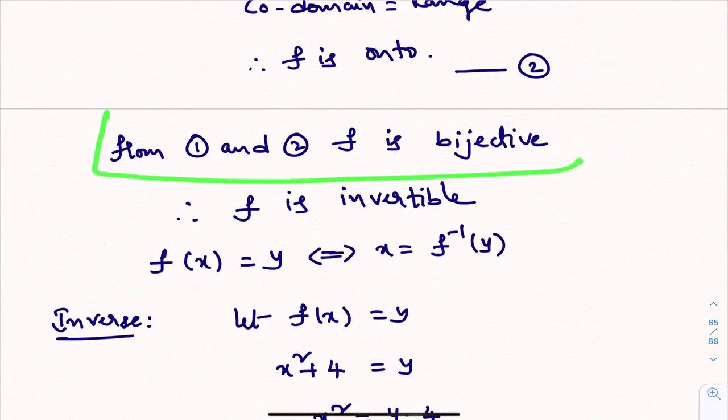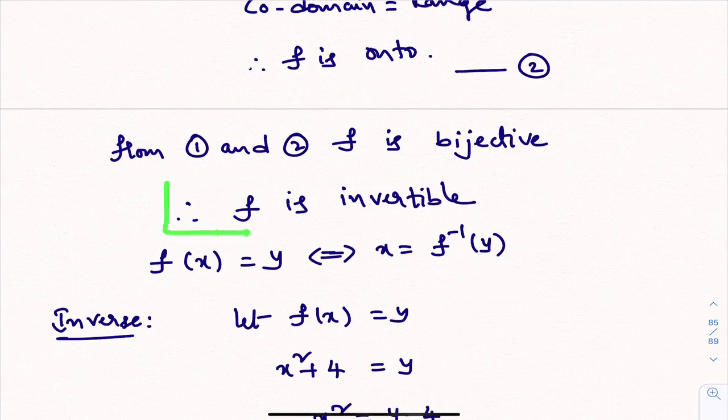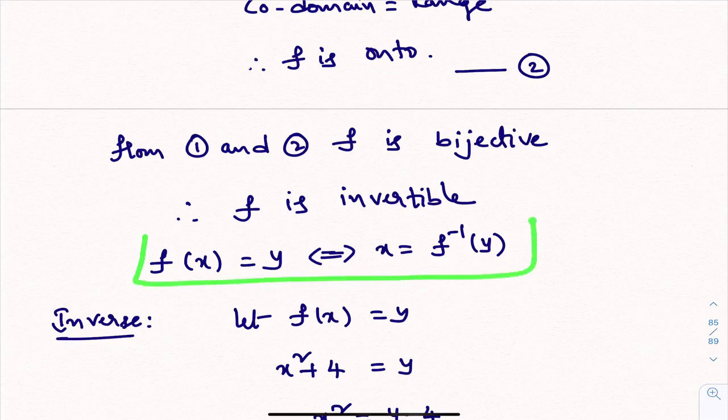When the function is bijective, then we can say that this function is invertible, right? What they are asking in the question is to show that the function is invertible. So I have shown that the function is invertible. Now when the function is invertible, this is the step we can write.